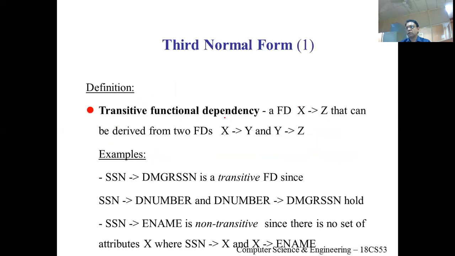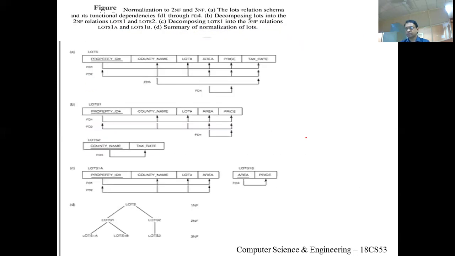Then we will move on to the third normal form. Third normal form is based on the concept of transitive dependency. That is IR3, inference rule 3. If we have functional dependencies X determines Y and Y determines Z, then we can derive an additional functional dependency called X determines Z. A functional dependency X determines Z can be derived from the two functional dependencies X determines Y and Y determines Z. Now let's go to the diagram here.